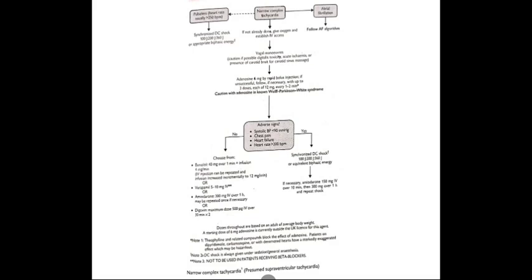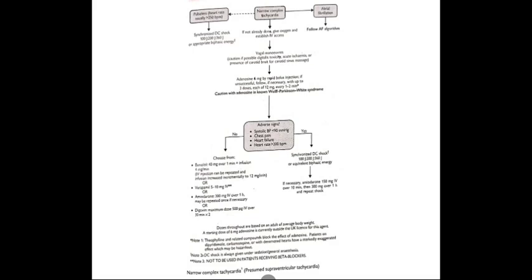Caution if possible digitalis toxicity, acute ischemia or presence of carotid bruit for carotid sinus massage. Then you can give adenosine. Adenosine dose 6 mg rapid bolus injection. If unsuccessful, if necessary, you can give up to 3 doses each of 12 mg every 1 to 2 minutes. Caution with adenosine in patients with WPW syndrome.